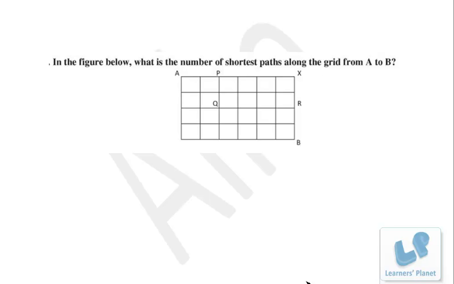Now this question, now I'm sure you can very well answer this question. In the figure given below, what is the number of the shortest paths along the grid from A to B? 1, 2, 3, 4, 5, 6 horizontal steps, then 7, 8, 9, 10, 10 vertical steps, right? So how many ways will be there? 10 factorial by 6 factorial into 4 factorial, or we can say 10C6 or 10C4.